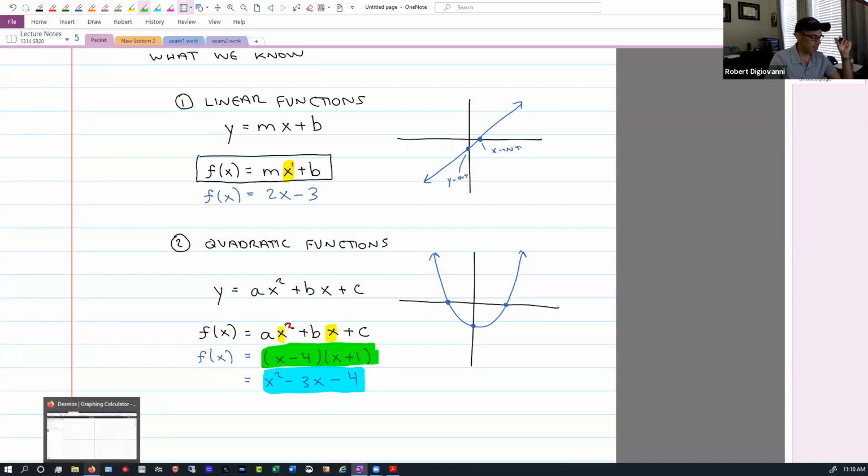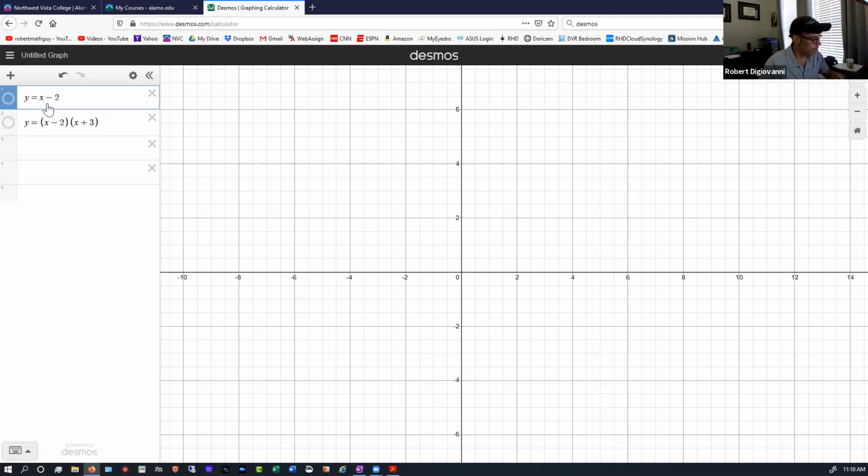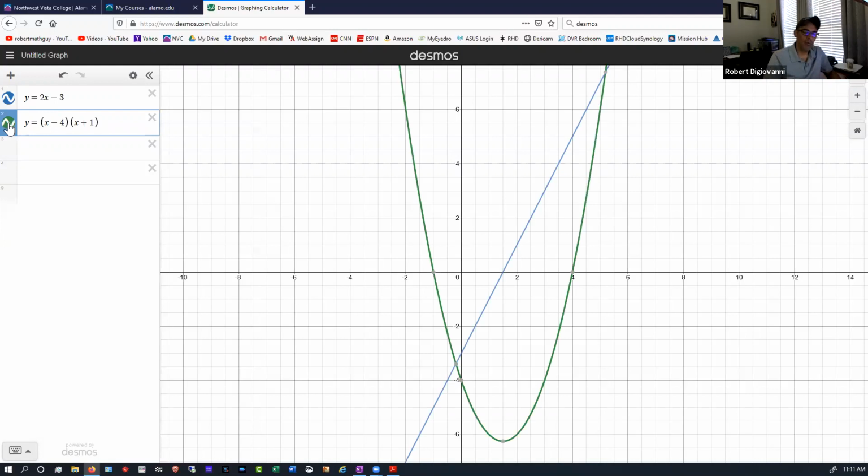So 2x minus 3, let me get rid of that. So I'm going to write 2x minus 3. So this is some graphing software, or not software, it's a website called Desmos. You can always go here and graph things. So I'm going to graph 2x minus 3, and then the other one was x minus 4 times x plus 1. Okay, so let me now show those. There's the 2x minus 3, our nice line. And then here is our parabola.